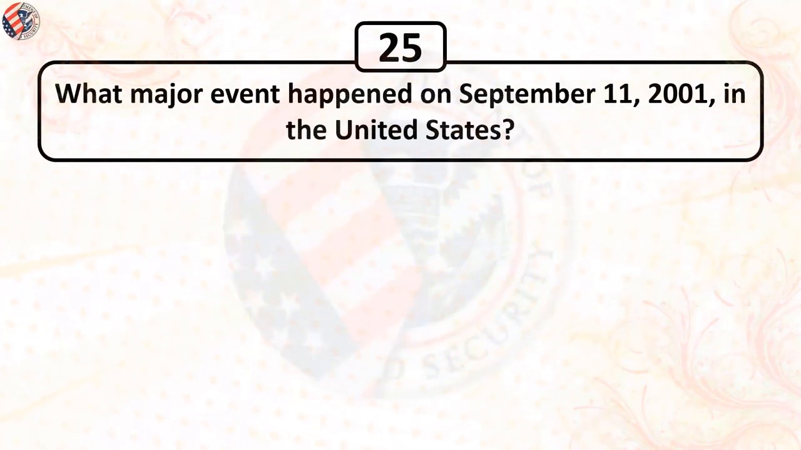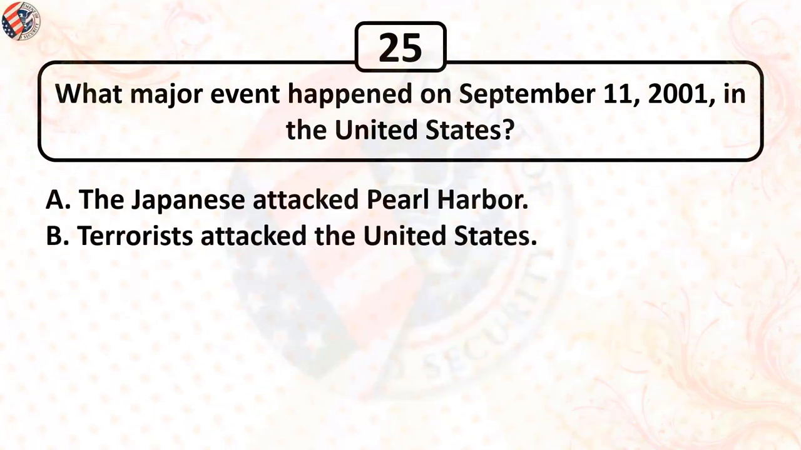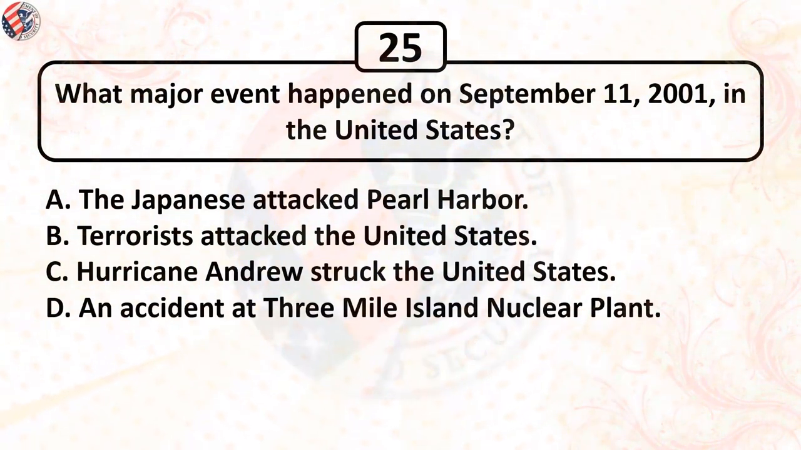What major event happened on September 11, 2001, in the United States? A. The Japanese attack Pearl Harbor. B. Terrorists attack the United States. C. Hurricane Andrew struck the United States. D. An accident at Three Mile Island nuclear plant.